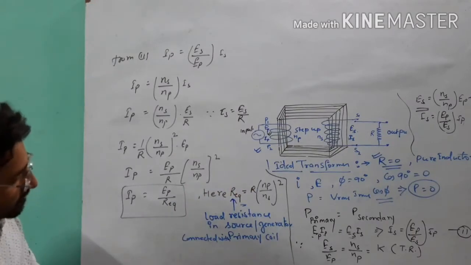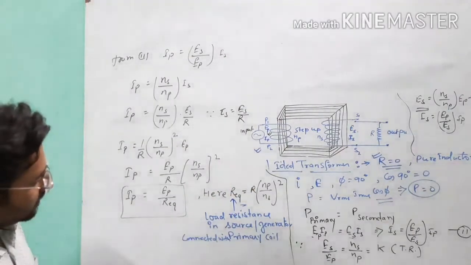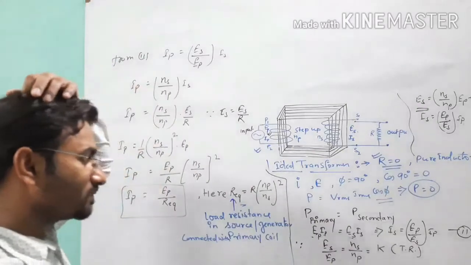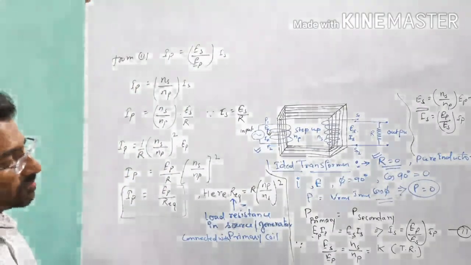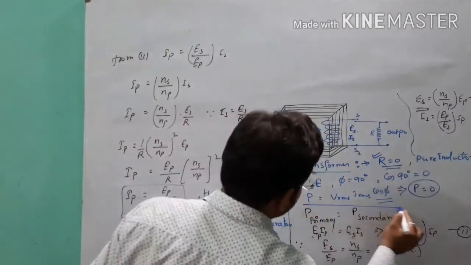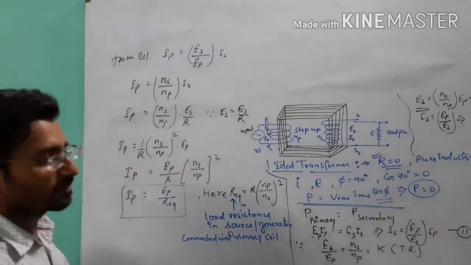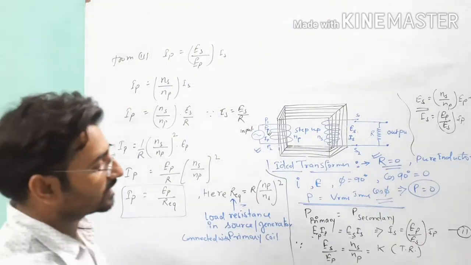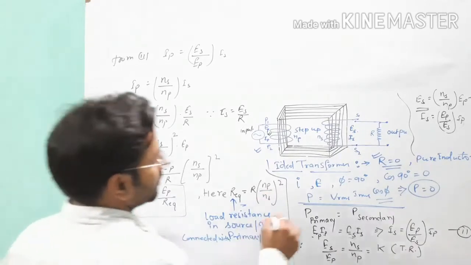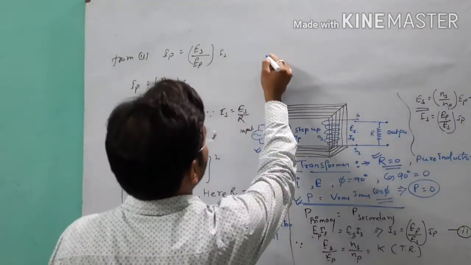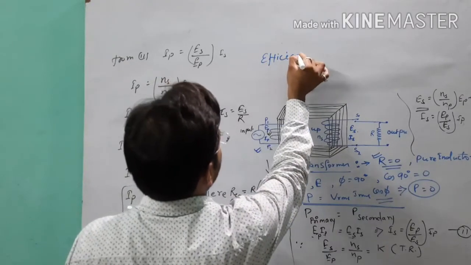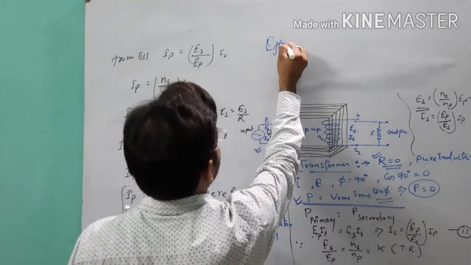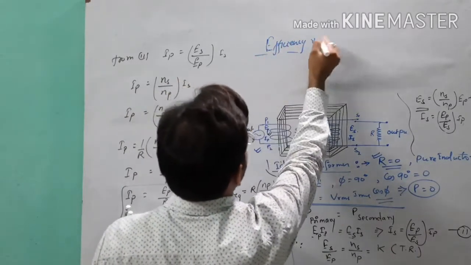And after that, as I told you, the condition of an ideal transformer, R is equal to 0. And in case of an ideal transformer, there is no loss of power, so no loss of energy in short. So here we can say that in case of an ideal transformer, if there is no loss of energy, the next term will be the efficiency of transformer.